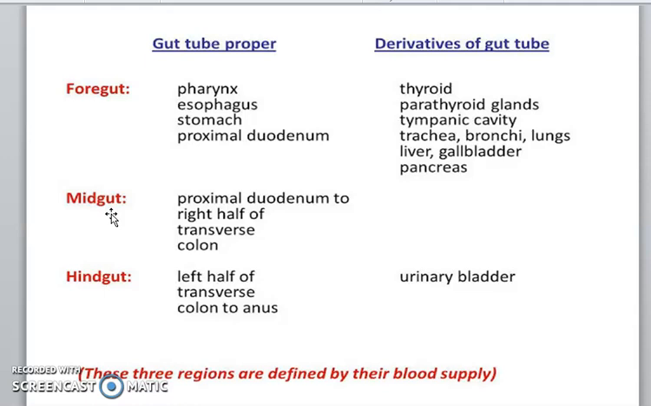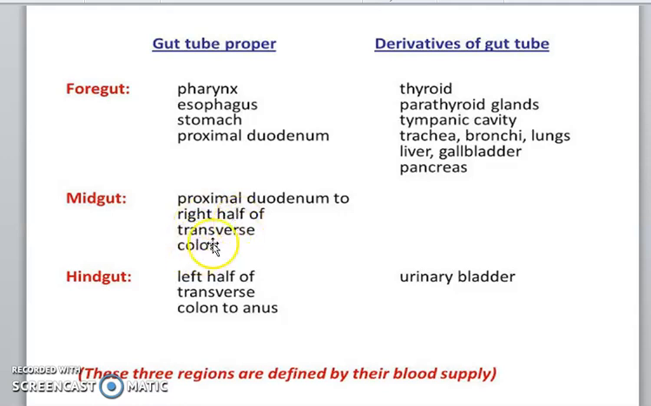Now the gut possesses some inherent derivatives, and then the gut tube proper. So the foregut involves the pharynx, the esophagus, the stomach, the proximal duodenum. The derivatives of the foregut are the thyroid gland, the parathyroid gland, the tympanic cavity, trachea, bronchi, the lungs, liver, gallbladder, as well as the pancreas. The midgut portion includes the proximal part of the duodenum till the right half of the transverse colon. There is no derivative. Of course, there are no adhesions on this portion.